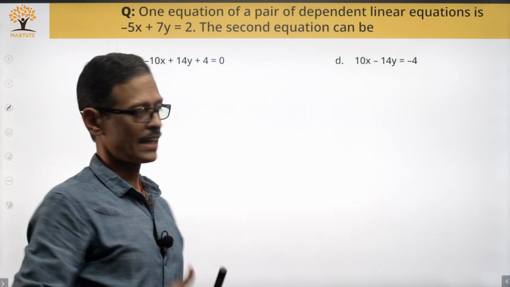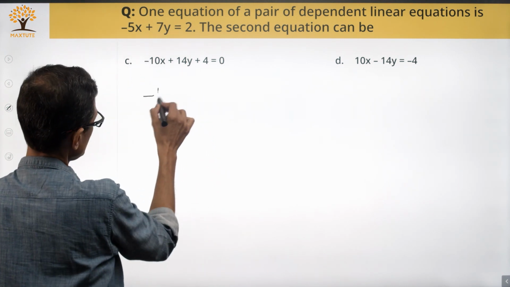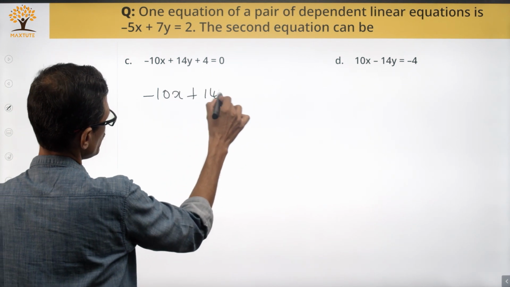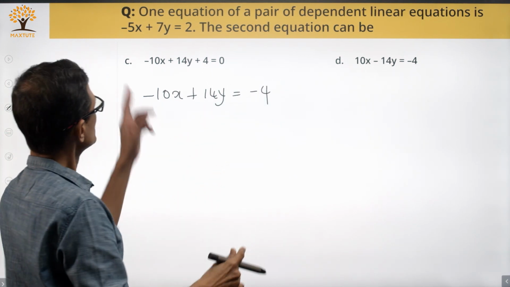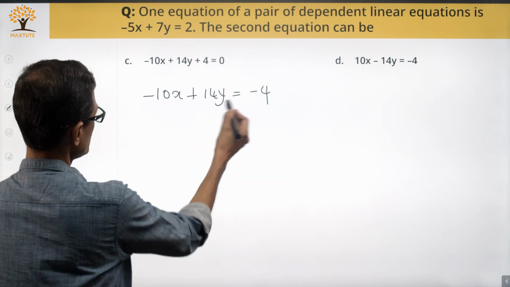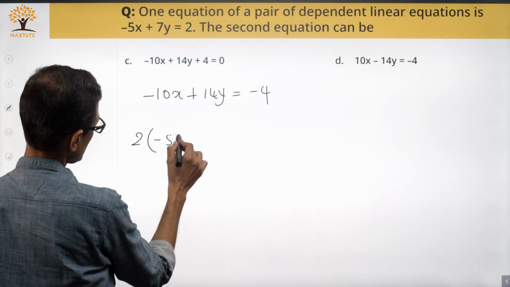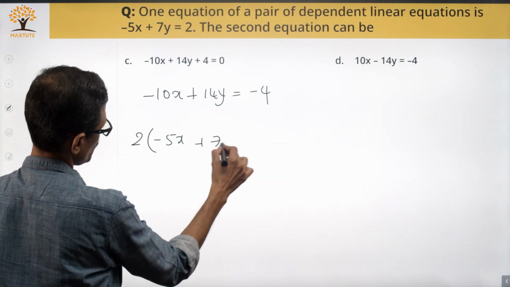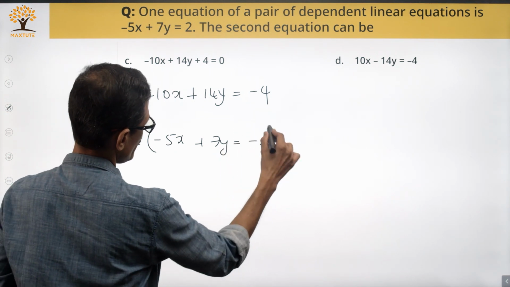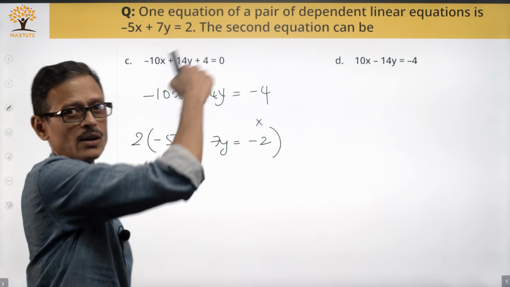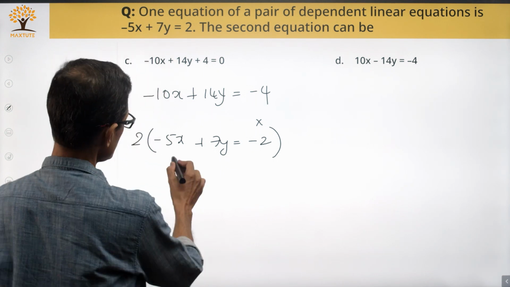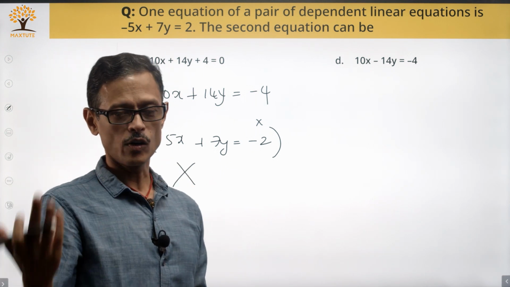So let's rewrite them and check, right? Let's write this as minus 10x plus 14y is equal to minus 4, to resemble this to some extent. So take 2 common outside. So minus 5x plus 7y is equal to minus 2, which does not match. We needed to have a plus 2 on this side. Therefore, C is not the answer. A, B, C eliminated. D obviously should be the answer.